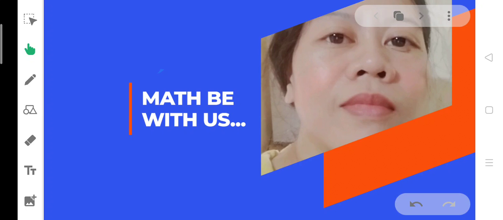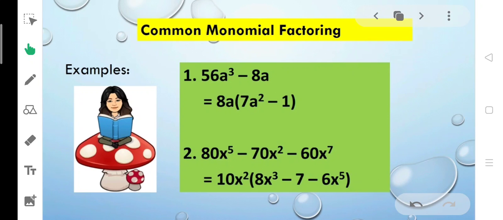Let us have factoring polynomials. First, we have common monomial factoring. Example, 56a cubed minus 8a. The greatest common factor of 56 and negative 8 is 8.